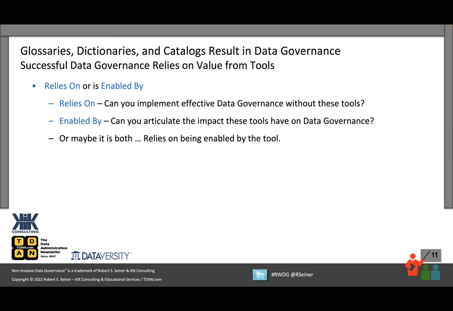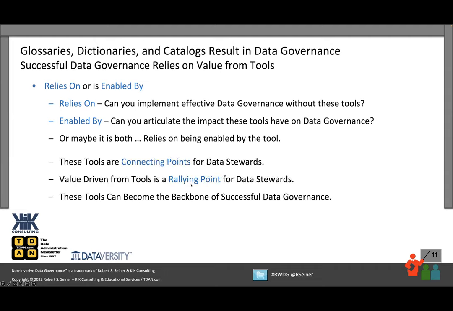My thought is that not only does data governance rely on the tool, but it's also enabled by having the tool in place for many reasons, because the catalog itself becomes a rallying place for stewards to get together. So I say these tools are the connecting point for data stewards. And the value driven from the tool is basically a rallying point for the data stewards in many, many organizations. The data catalog has become the face of the program. It really becomes the backbone of having a successful data governance program.